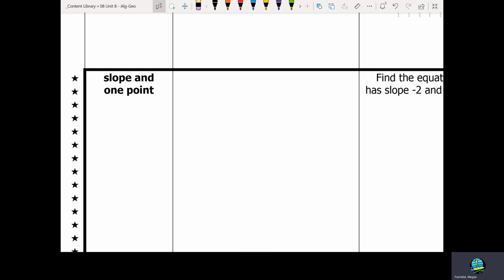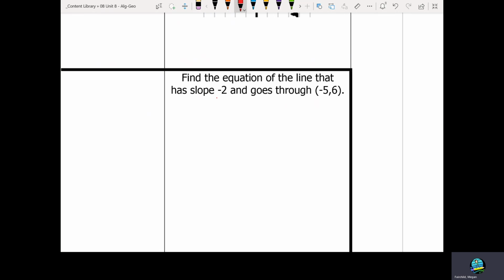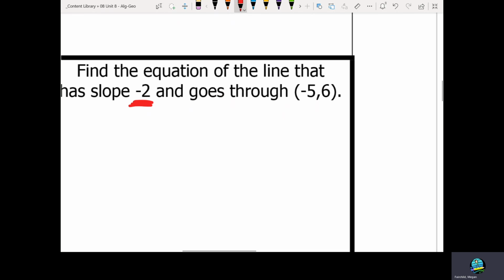And what if we don't have the y-intercept? Good news, we have the slope. Bad news, we don't have any other information except for this ordered pair. What does this ordered pair tell us? What does -5 mean in (-5, 6)? Those are what kind of values? In an ordered pair, what's the first value represent? X, right? So that's our X, and guess what? That's our Y. So we actually have a lot of information that we can fill in.